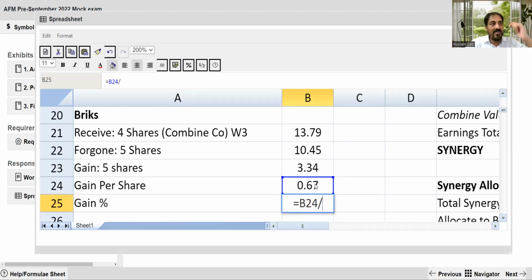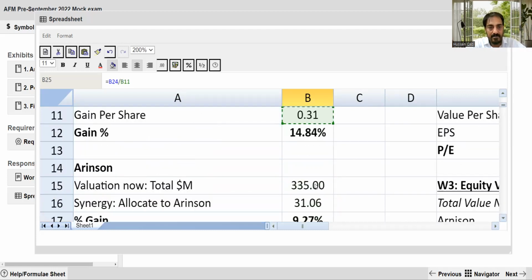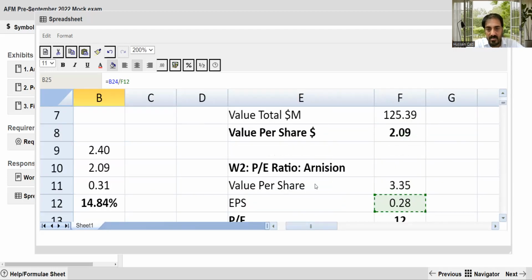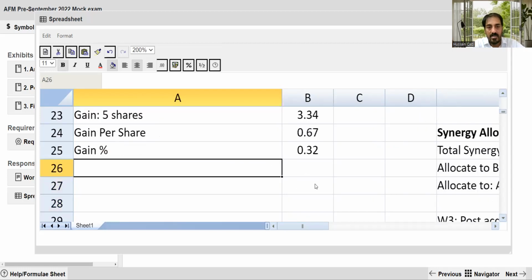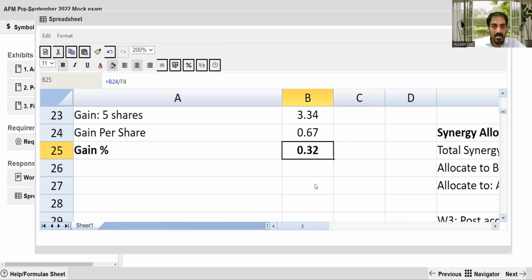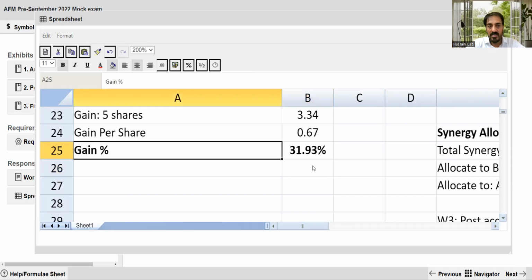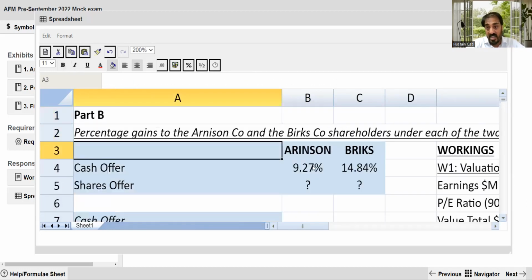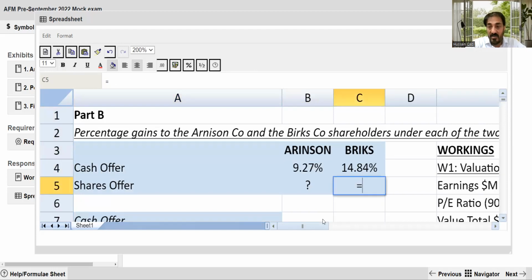So what is the gain percentage? It's very simple. 0.67 divided by the value per share, 2.09. So the gain is 0.32, sorry, in terms of percentage 31.93%. A very good percentage, 31.93.